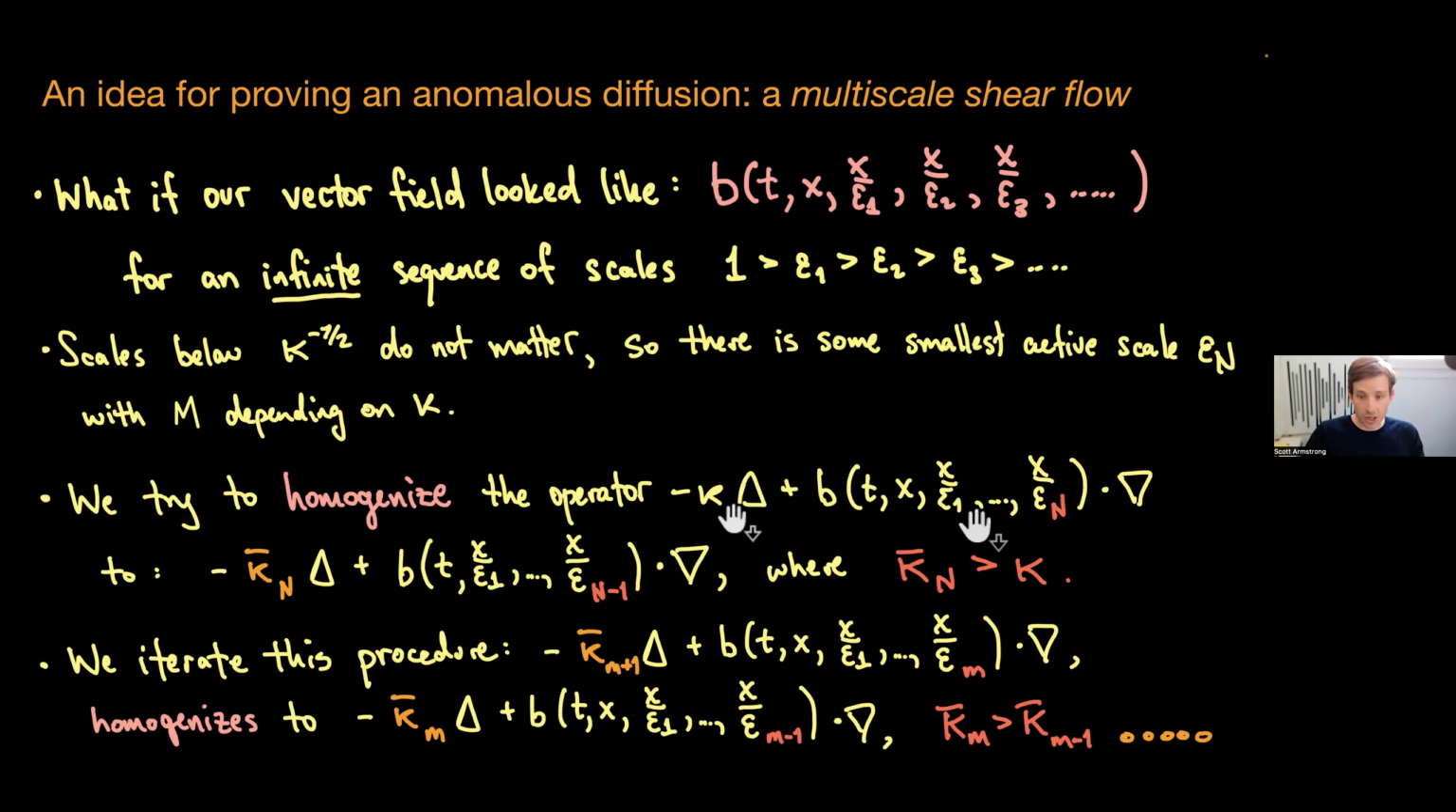And the idea is we try to homogenize this operator, where there's an n here, epsilon n, and we try to make it look like this new operator where this kappa has been replaced by this with n-1. Okay, and then we try to iterate that. So for the first scale, we go from kappa to kappa bar n, some effective diffusivity. And then we iterate and we try to show that kappa bar m+1 times Laplacian plus the vector field with m scales goes to minus kappa bar m, where I delete the last scale. And you try to iterate that. And you try to show that at every scale, what you see is this simple shear flow construction.